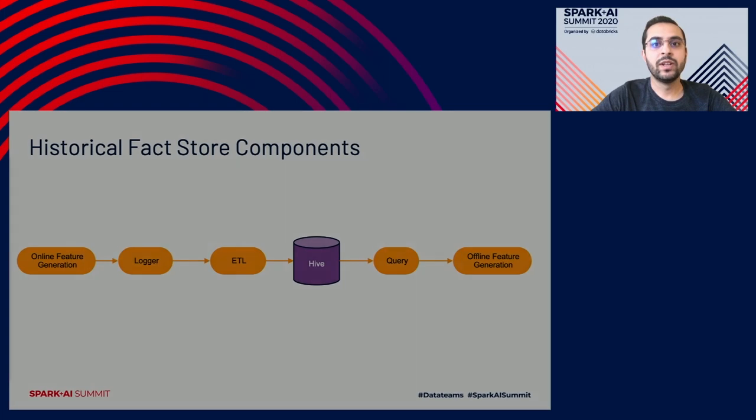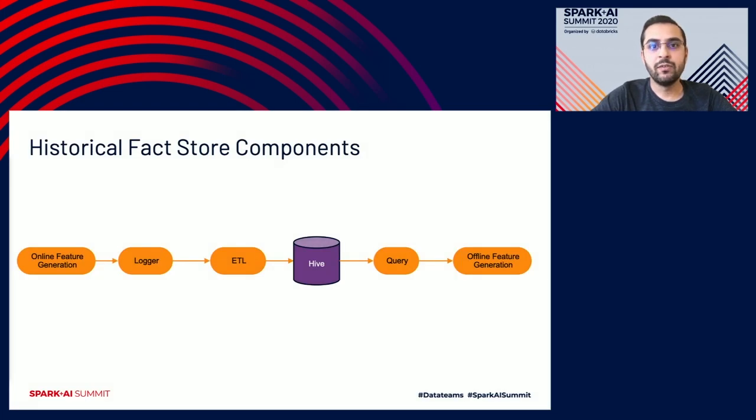Coming back to our historical fact store, there are four major components to it. The first one is the logger that takes the facts from the online feature generation and sends it to the ETL pipeline. The ETL pipeline transforms those facts and stores them in Hive. And from Hive, we can query those on demand and give them to the offline feature generation.